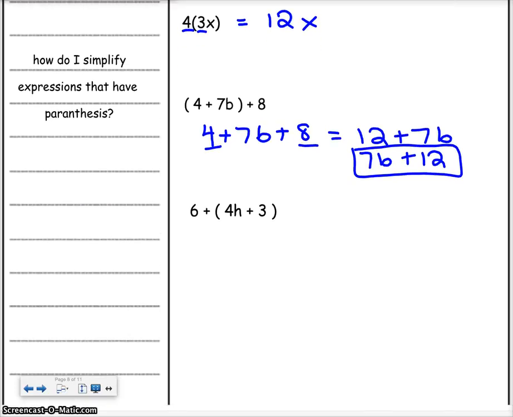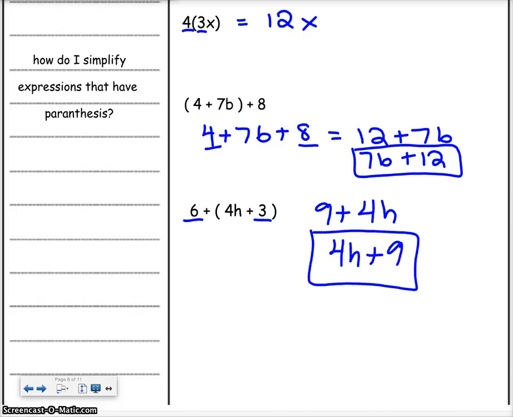Okay, last one here. Now, do I need to distribute anything on this last one? Oh, no, because there's nothing sticking to the parentheses. So they're just trying to mess with you. Don't let them do it. So now I can combine the 6 and 3. What's 6 plus 3? 9. So 4h plus 9.